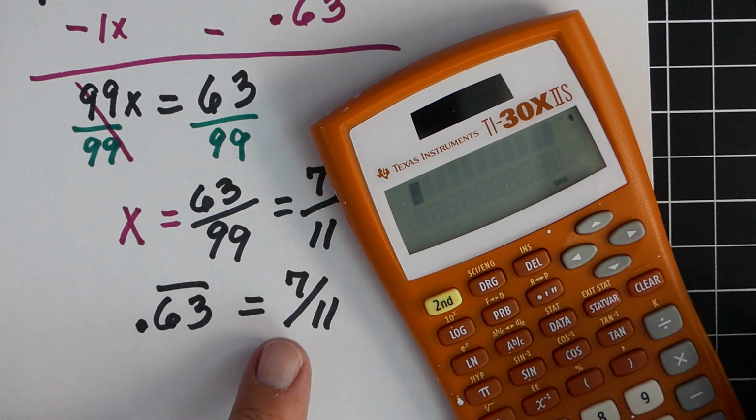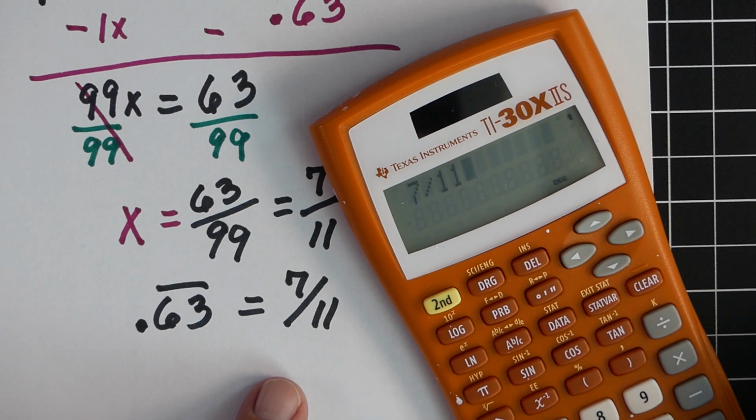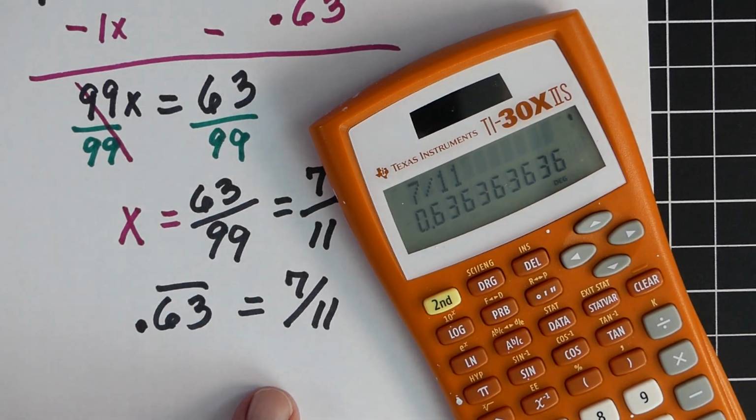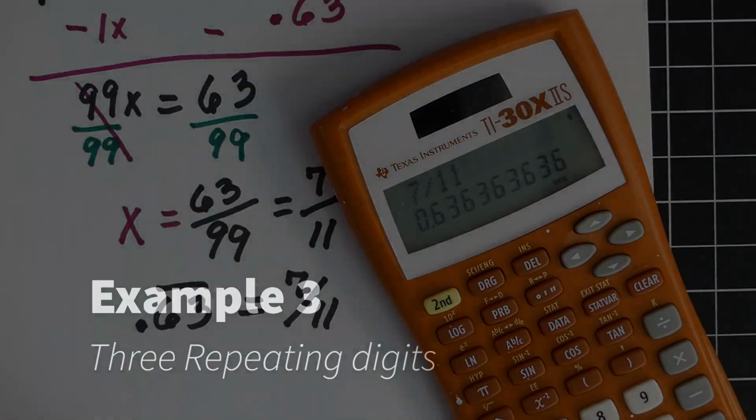Again, if we check our work, if we take our 7 and divide it by 11, you can see here that we're getting 0.6363, and it just repeats on and on forever, which is what we got.